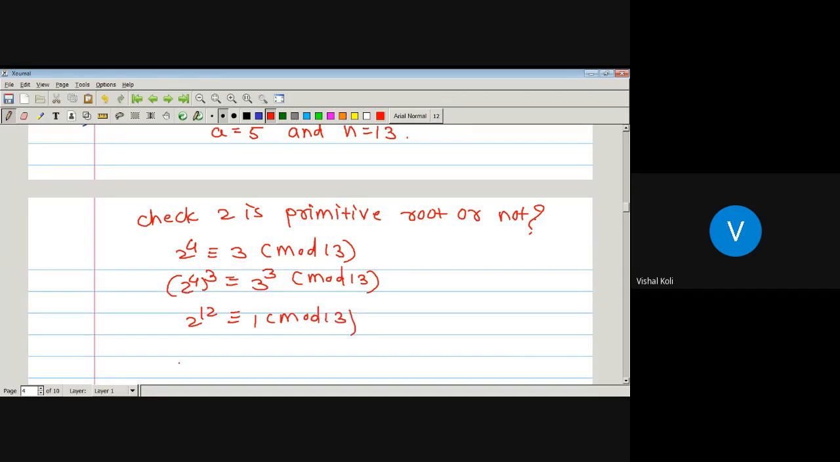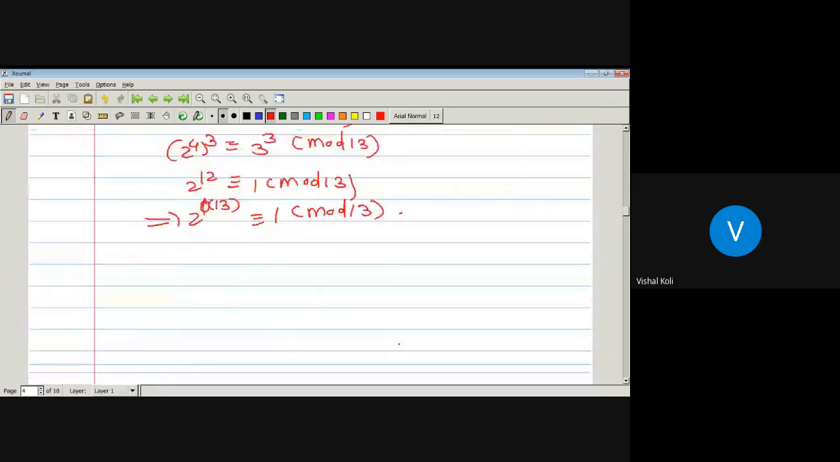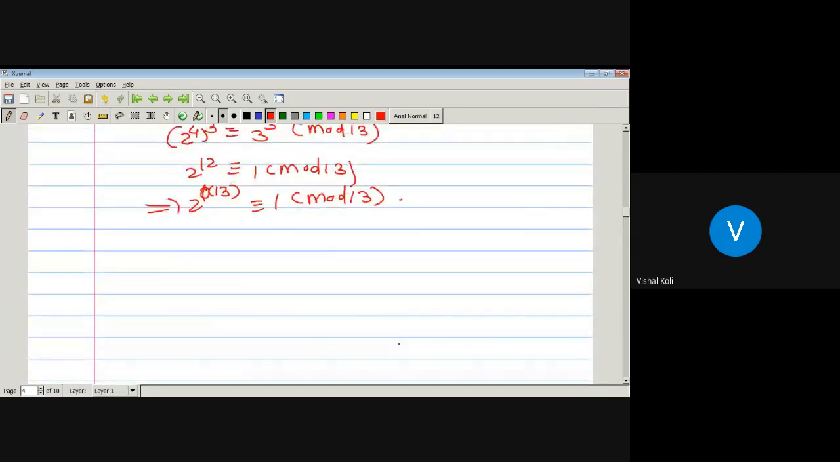So here we get 2 to the power φ of 13. As 13 is a prime, then φ of 13 will be 12, which is congruent to 1 modulo 13. Then by the definition of primitive root, as 2 to the power φ of 13 is congruent to 1 modulo 13 and 2 to the power k is not congruent to 1 modulo 13 whenever k is less than φ of 13, which implies by definition of primitive root 2 is the smallest primitive root of 13.